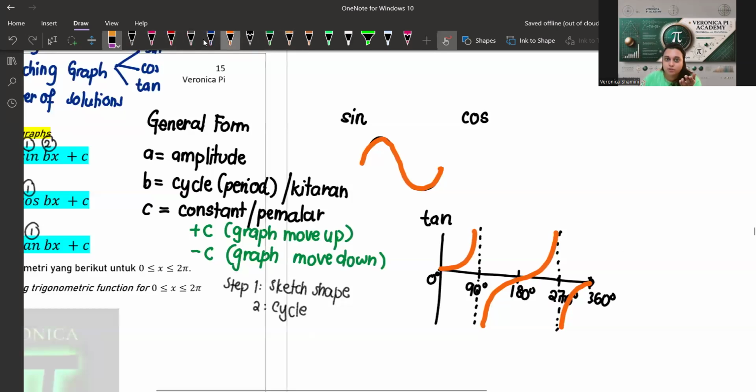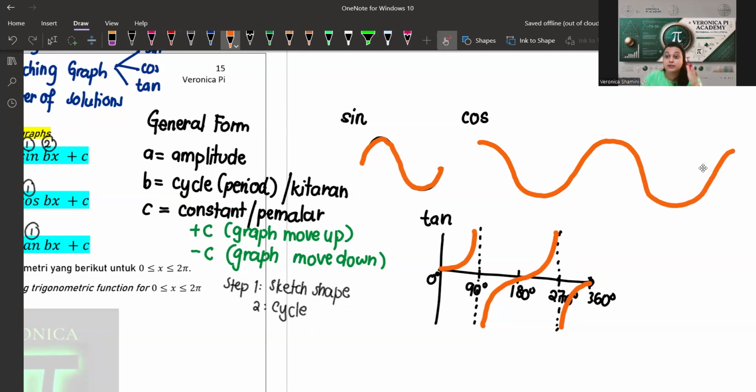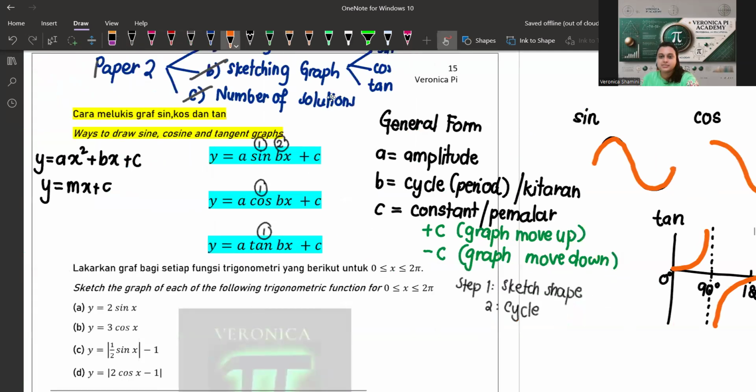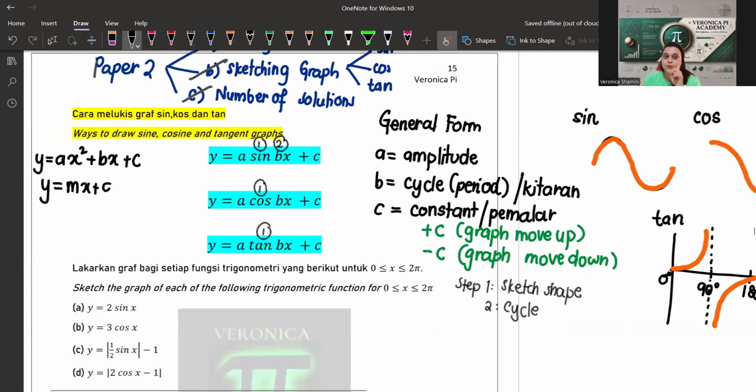Same goes for cos. This bentuk mangkuk, right? This is 1 cycle. Kalau teacher suruh lukis 2 cycles, that means you have to draw another mangkuk, or another bowl. Macam tu. Okay, so that is step 2. Kena buat cycle. Nanti teacher ada story about the cycle.